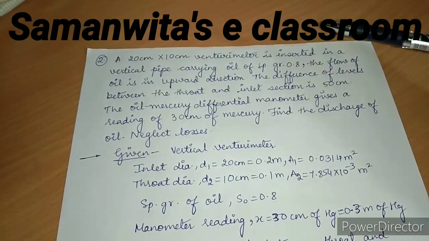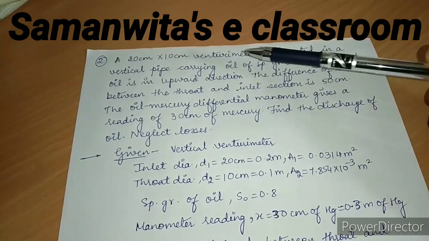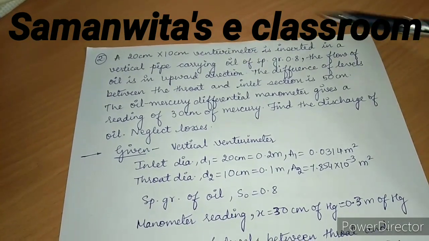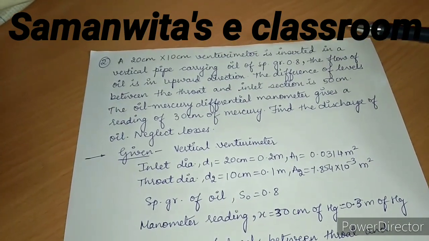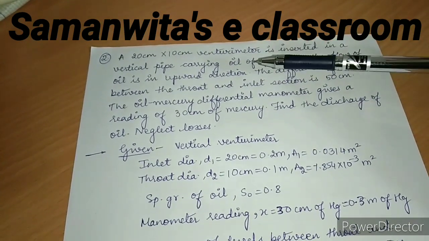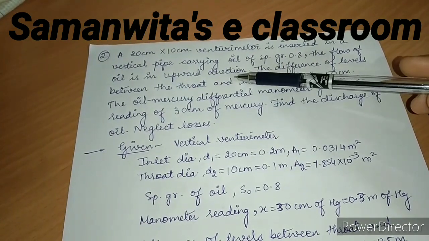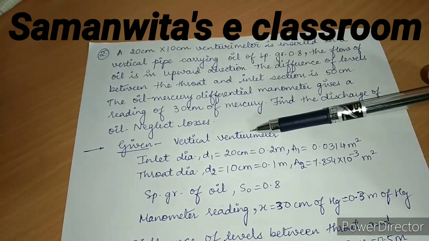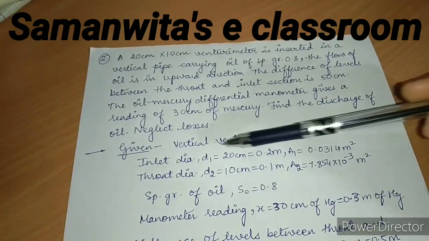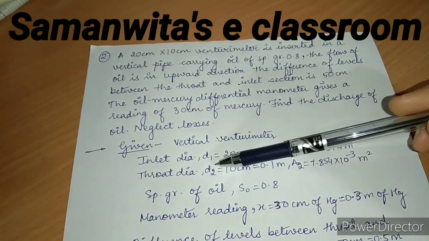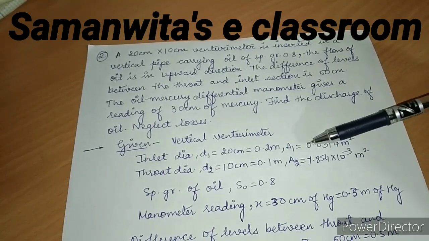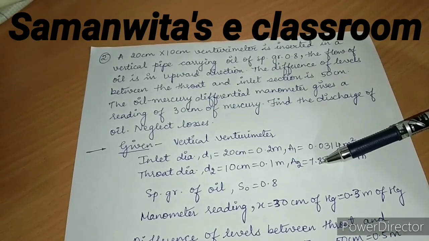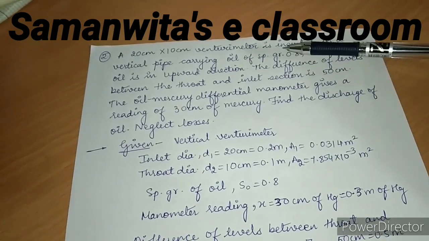Let's go to numerical 2. A 20 centimeter by 10 centimeter venturimeter is inserted in a vertical pipe carrying oil of specific gravity 0.8. The flow of oil is in upward direction. Again, the term upward direction indicates that it is a case of vertical venturimeter. The inlet diameter D1 is given and the throat diameter D2 is given as 10 centimeter. I have calculated the area for both of them using the formula pi by 4 d square.